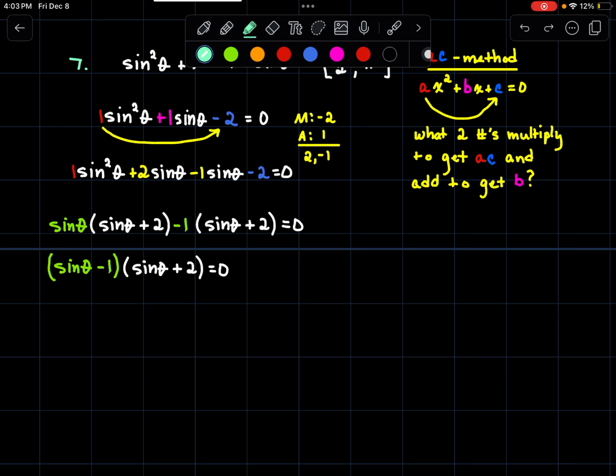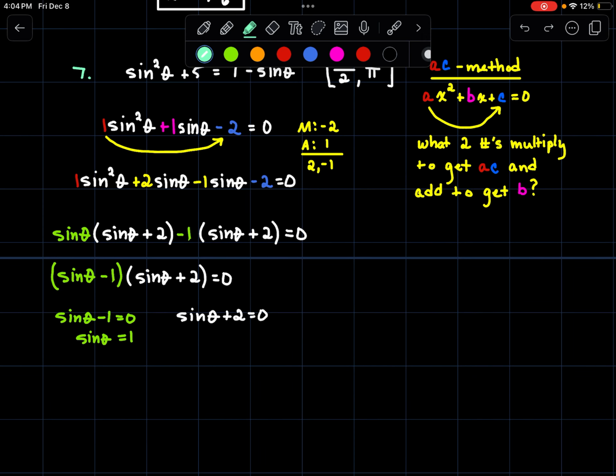Okay, so now we have this quadratic form factored apart. Our job now is to take each factor and set them equal to 0 and solve. So starting with the green one, we're going to add 1 over, go to my unit circle, look within that second quadrant and see, do I have any sine values that are positive 1? I do, and that one is at pi over 2.